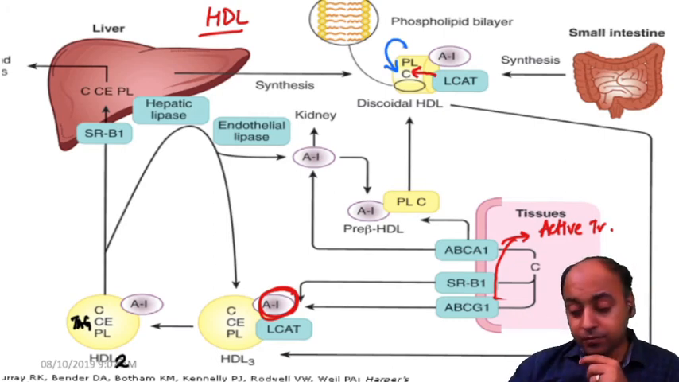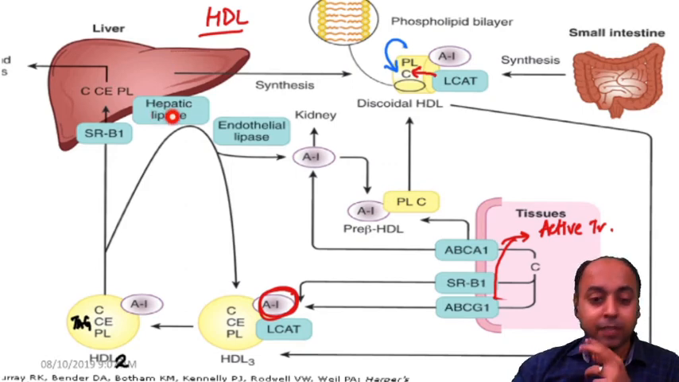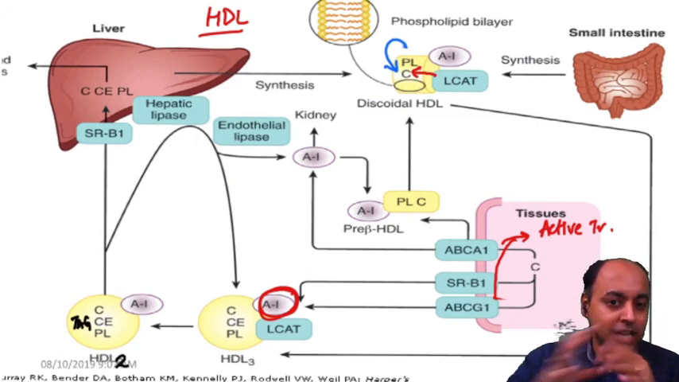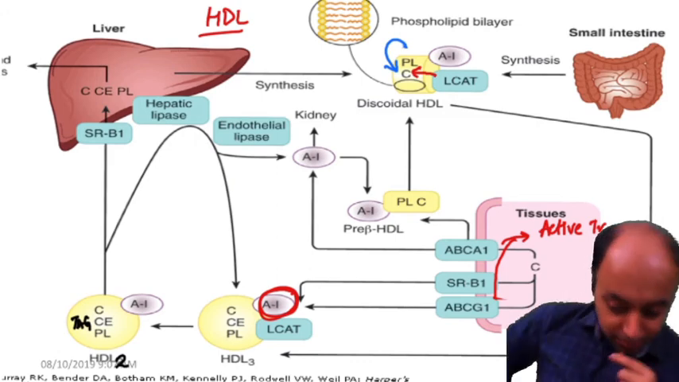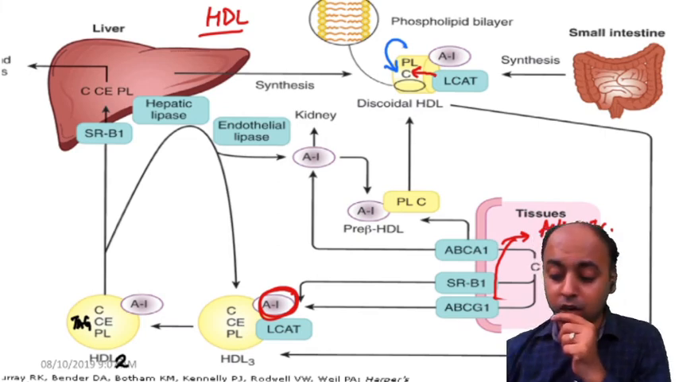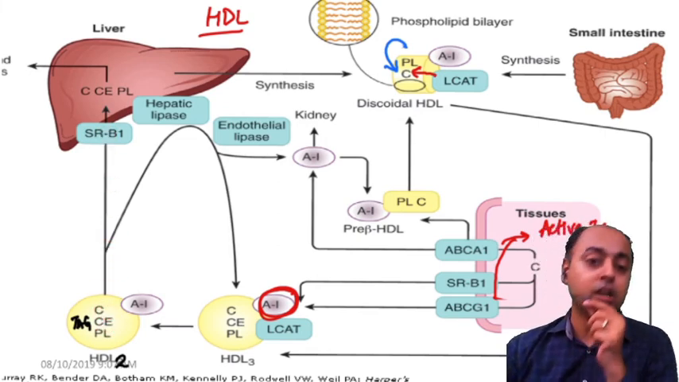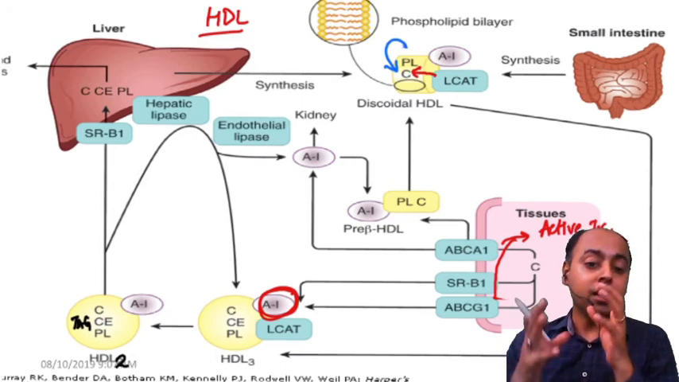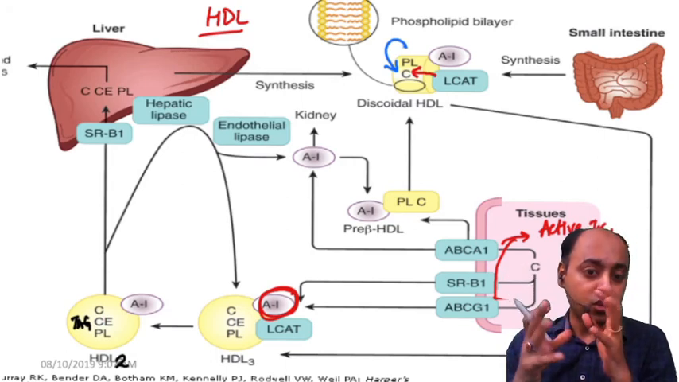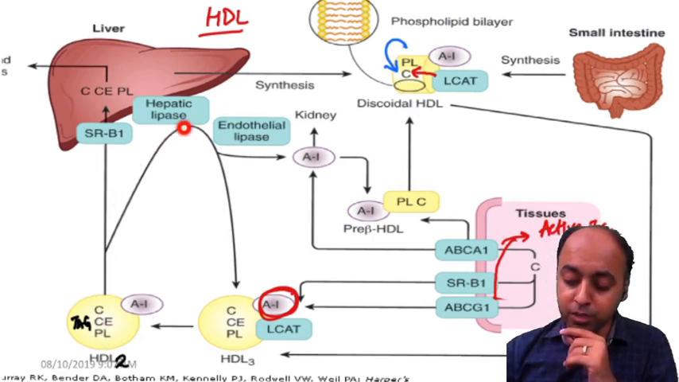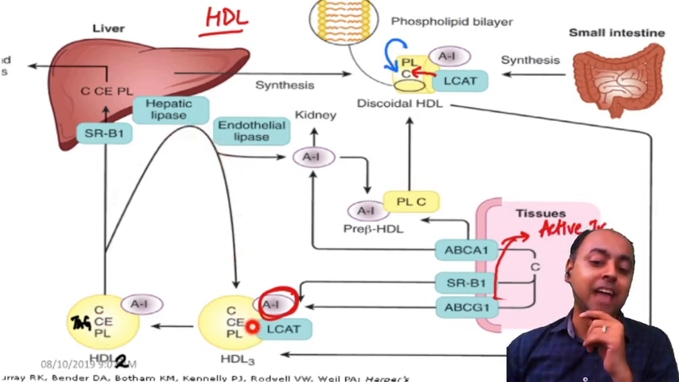In the liver, the hepatic lipase and the endothelial lipase will act on the triglycerol. So the content will decrease, the size will become smaller. At the same time, the SRB1 will now start shifting the cholesterol from the HDL2 to the liver, because now the HDL2 has a large amount of cholesterol. Because of these two reasons, what happens? The size of HDL2 becomes smaller and it gets converted back to HDL3.